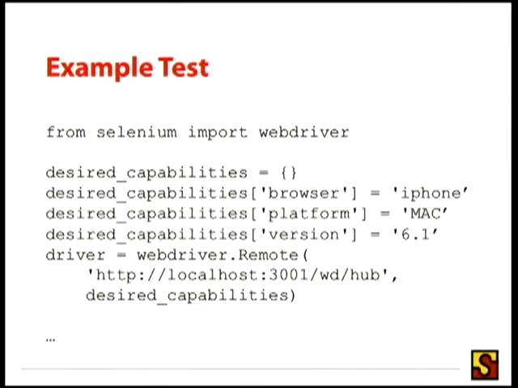If I wanted an Android device, I would do this. I would say the browser should be Android. The platform is Linux. Give me 4.2. And because Android runs on port 8080 while the iOS driver runs on 3001, I adjusted the port.